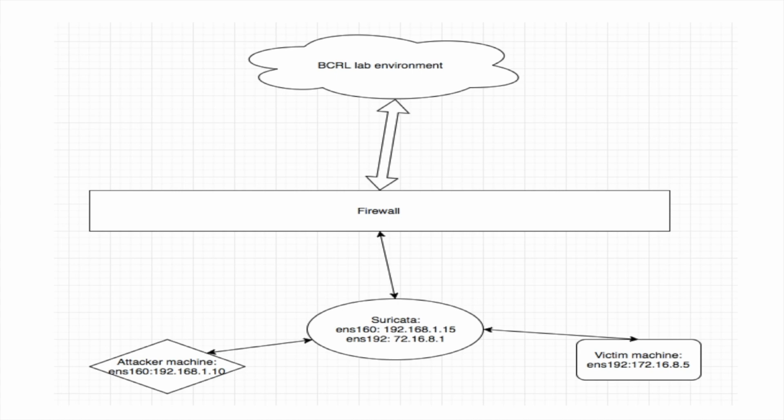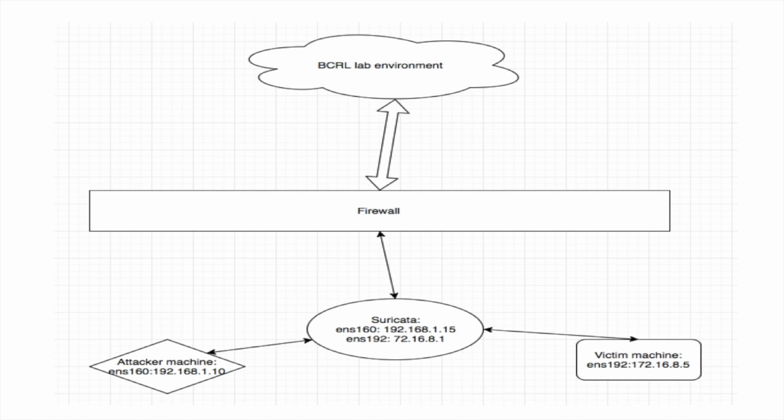So we have the attacker machine running on Kali Linux. We have Suricata running on Security Onion, and we have the victim machine running on Ubuntu. Dr. Ghosh, there are going to be some differences between our demonstration and documentation, so I'm just giving you a heads up on that.